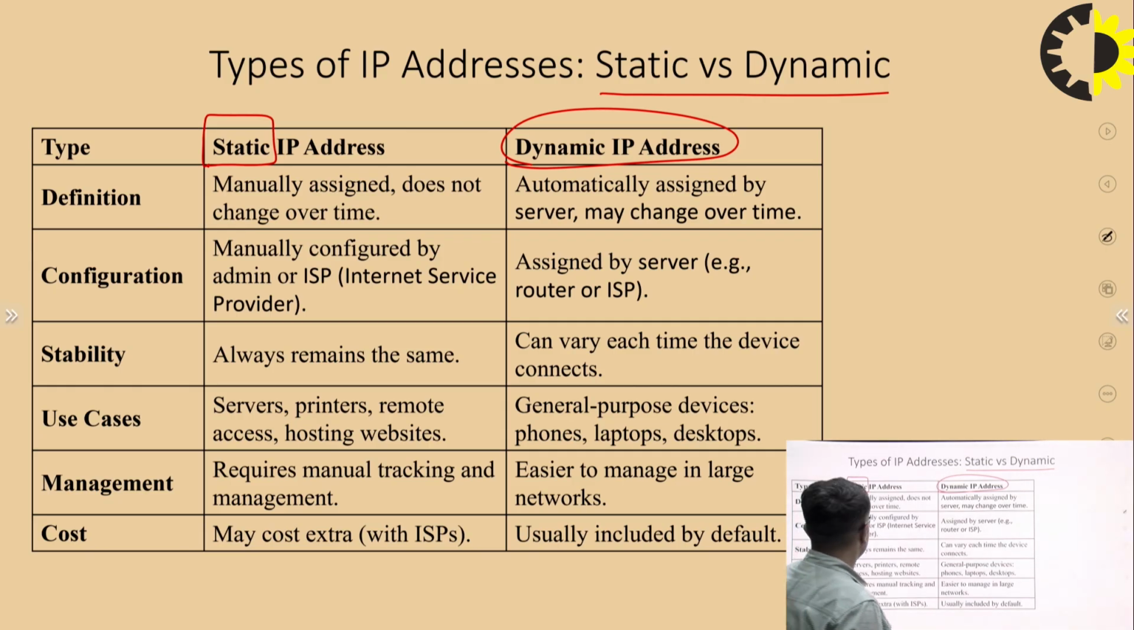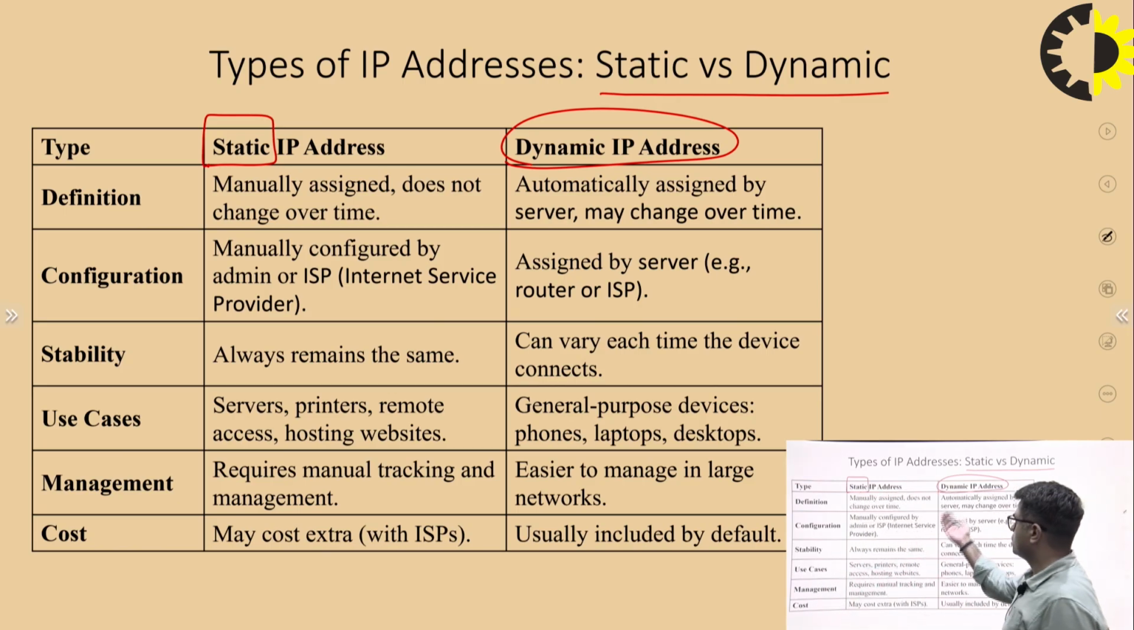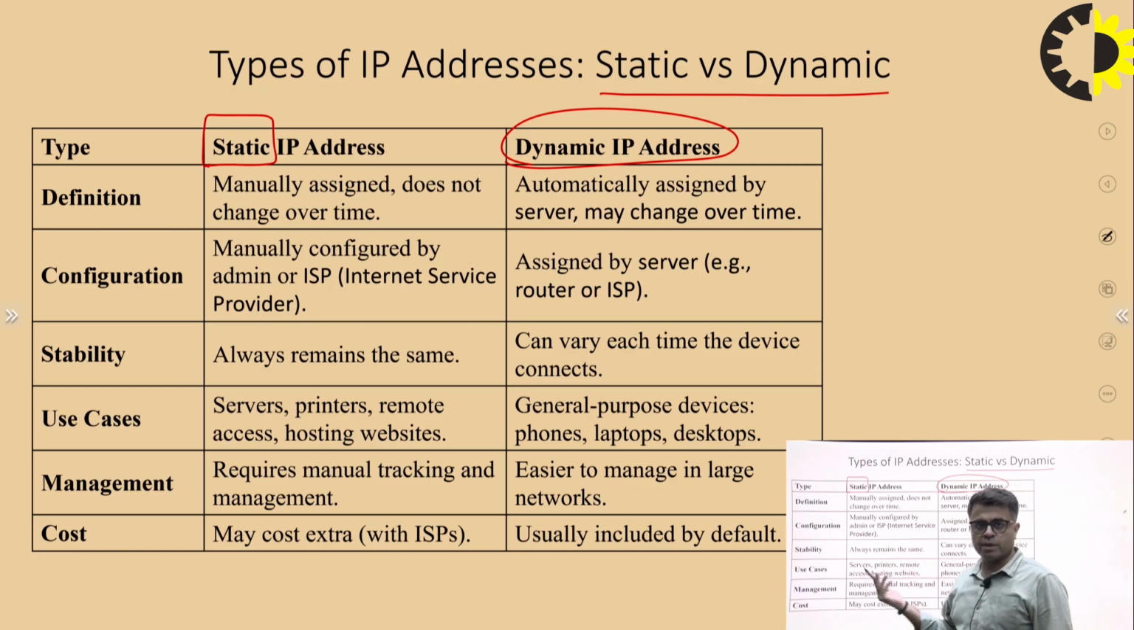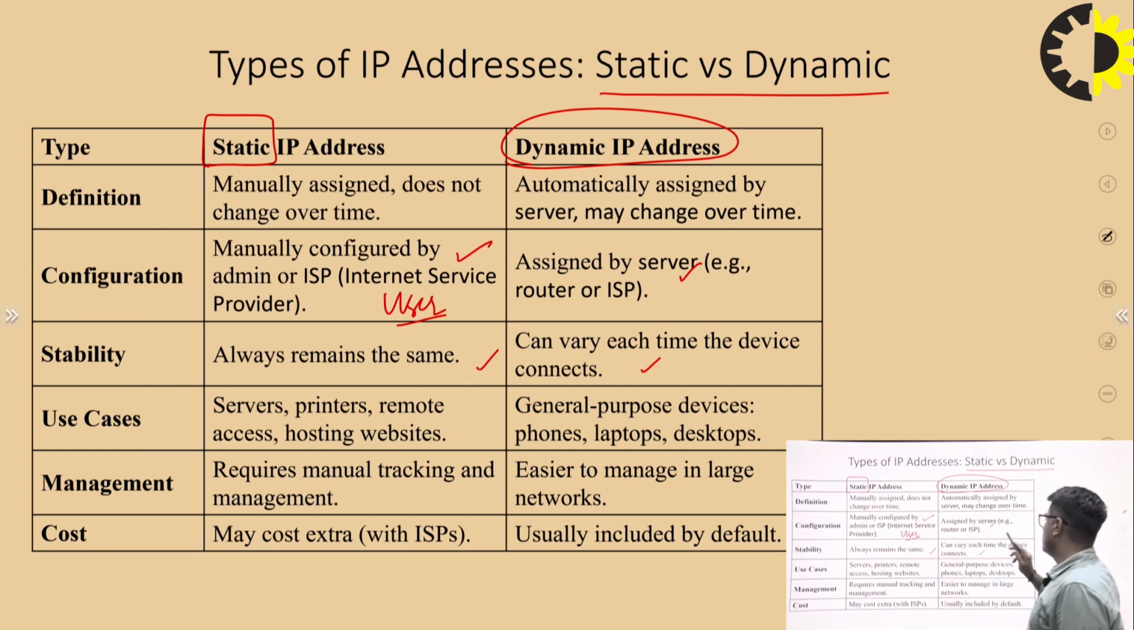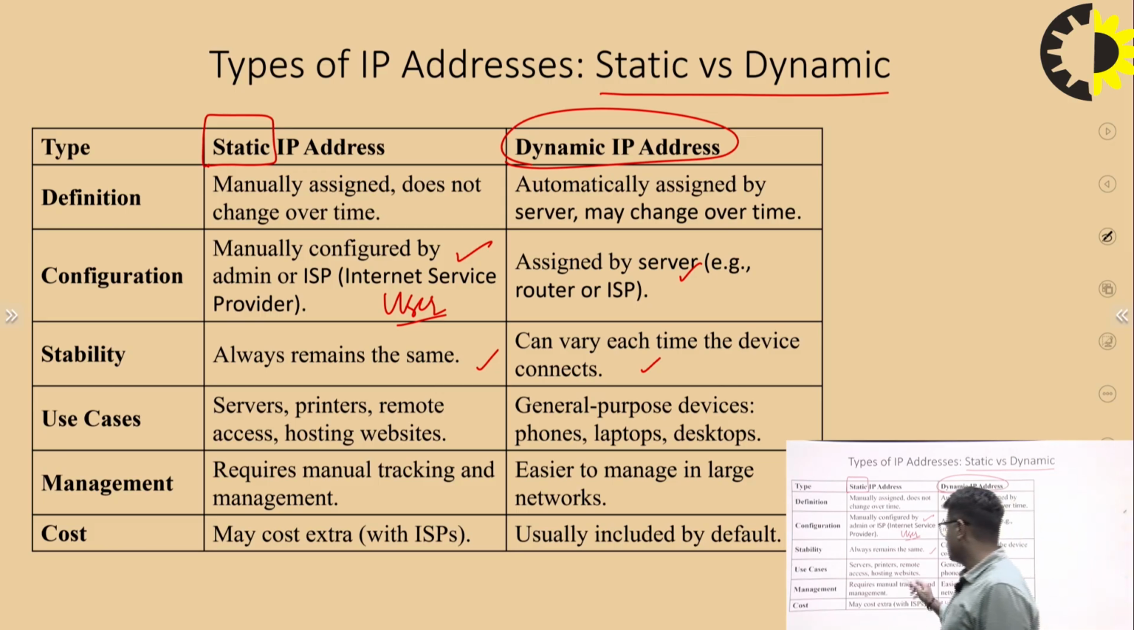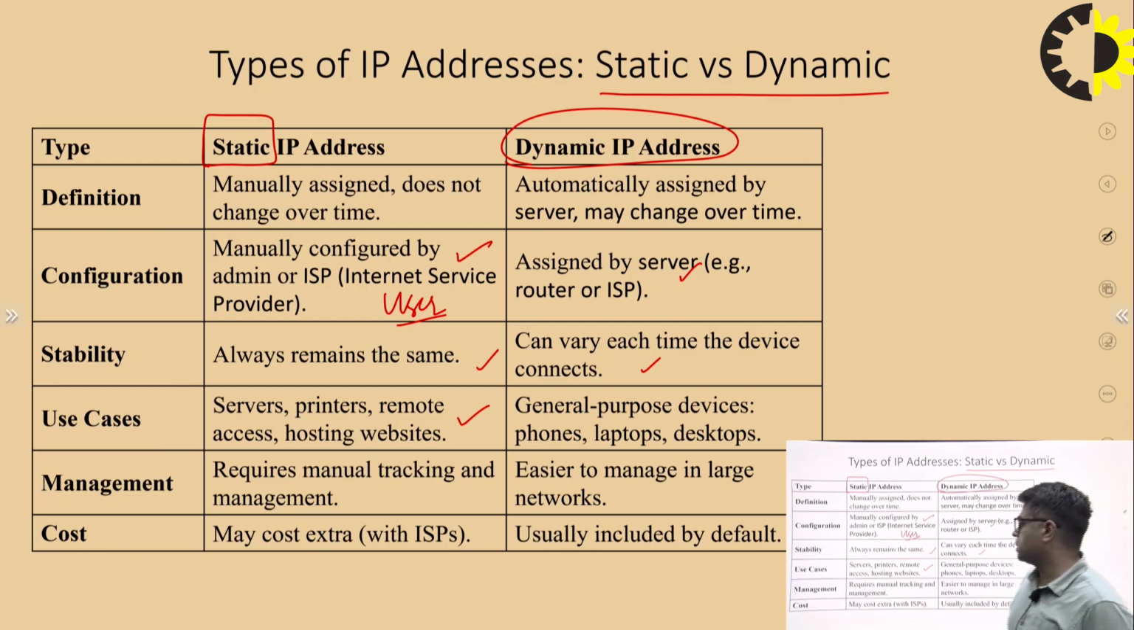So these are some basic differences between static IP addresses and dynamic IP addresses, which we can cover from the examination point of view. Static IP addresses are manually configured, that means by the user, and dynamic ones are assigned by the server. A static address always remains the same. A dynamic one varies in every connection. Static is used for server, printer, remote access, hosting a website.